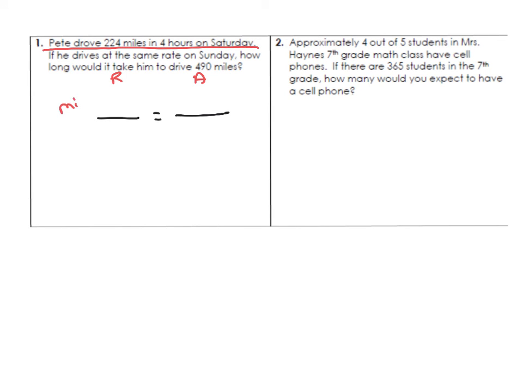Miles I'm going to put on top, and hours I'm going to put on the bottom. And it really doesn't matter. You could put hours on top and miles on the bottom. Miles is 224 in 4 hours. So if he drives at the same rate on Sunday, how long would it take him to drive 490 miles? I'm going to put that on top.